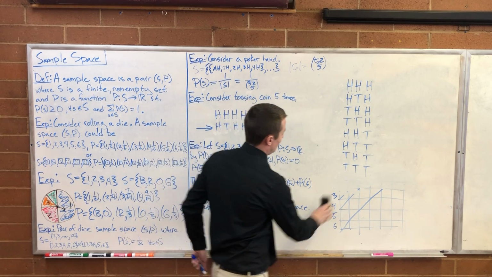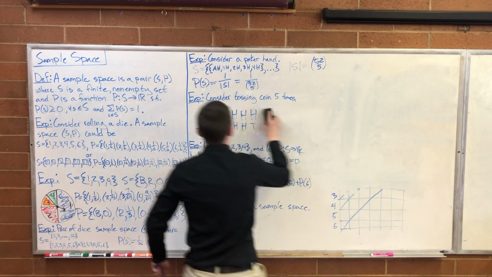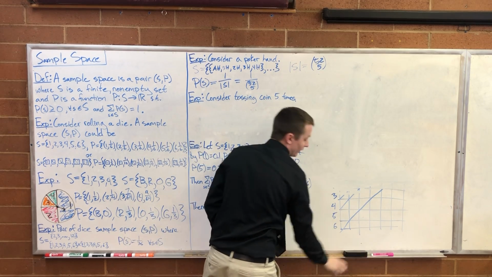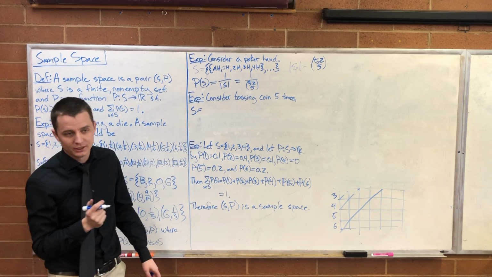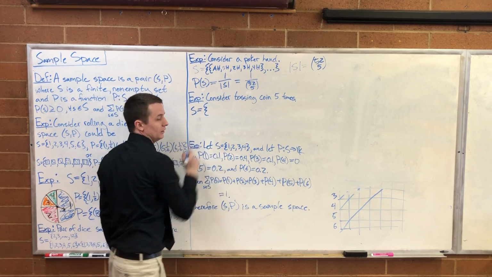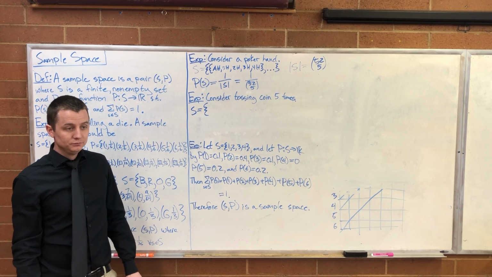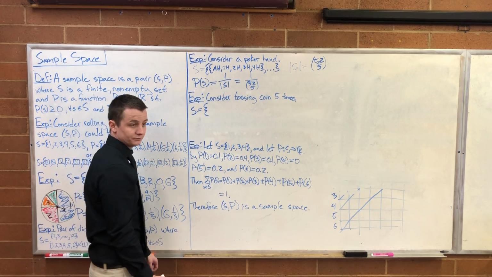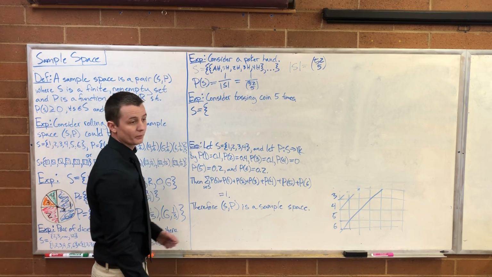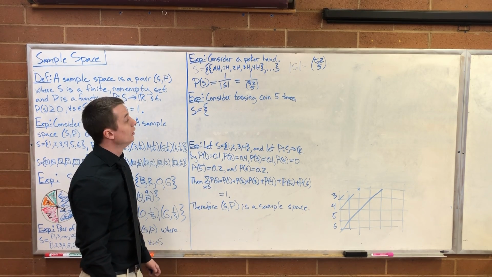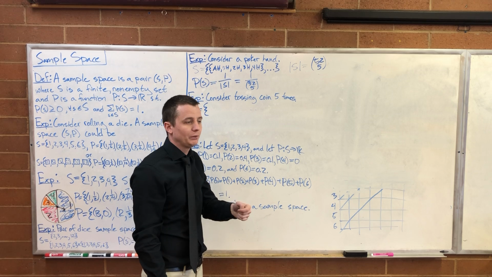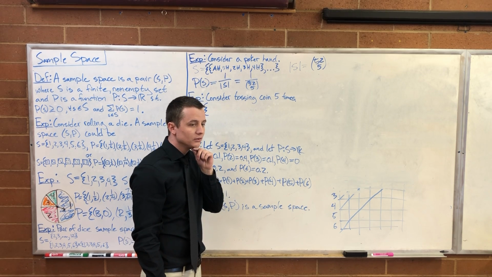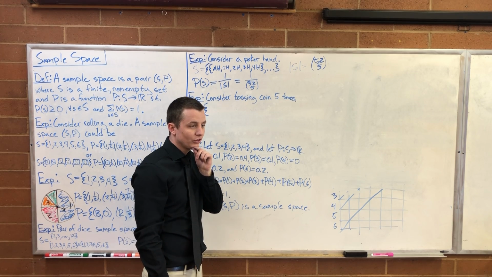Okay. So now that we've done that, let's actually go back to the example. So what could our sample space be here for tossing a coin 5 times? How might we do our S? How many possible outcomes are there here? When I flip a coin 5 times, how many possible outcomes are there? 2 to the power of 5. 2 to the 5, which is 32.